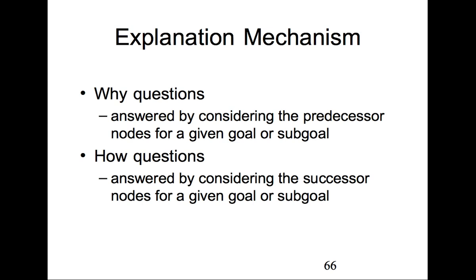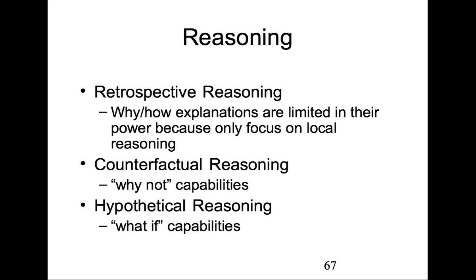So the explanation mechanism, we have why questions answered by considering the predecessor nodes of all of the given nodes that lead to a final node, considering sub-nodes or sub-goals that are associated with nodes, and how questions that are answered by considering the nodes themselves for a given goal as well. So how or why questions. Also the reasoning system, a lot of people publish the reasoning systems because it gives you kind of the ability to see how the conclusion was derived.